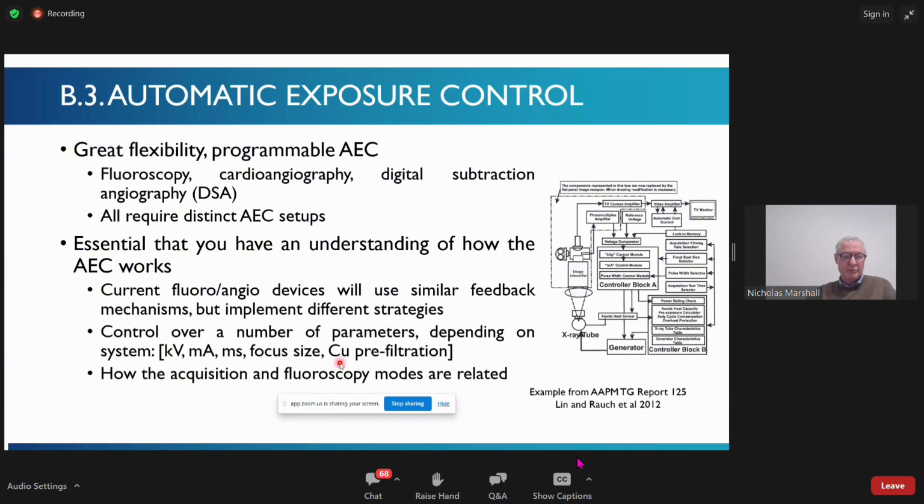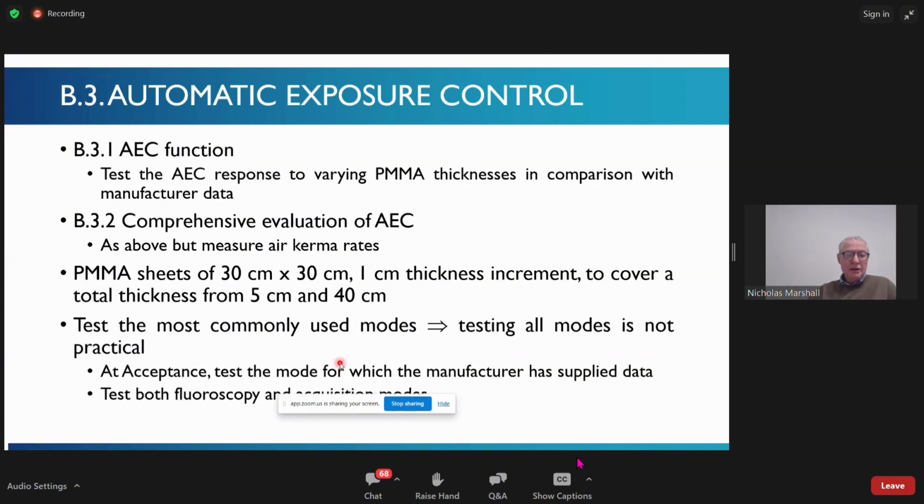Understand your AEC. The way it's done in the protocol is that we do an evaluation where we just vary the PMMA thickness and compare the factors selected by the system with manufacturer data. So we need PMMA sheets, quite large sheets, 30 by 30, maybe 1 or 2 centimeter thickness, to cover the total thickness from 5 to 40 centimeters. You can see this is a large thickness.